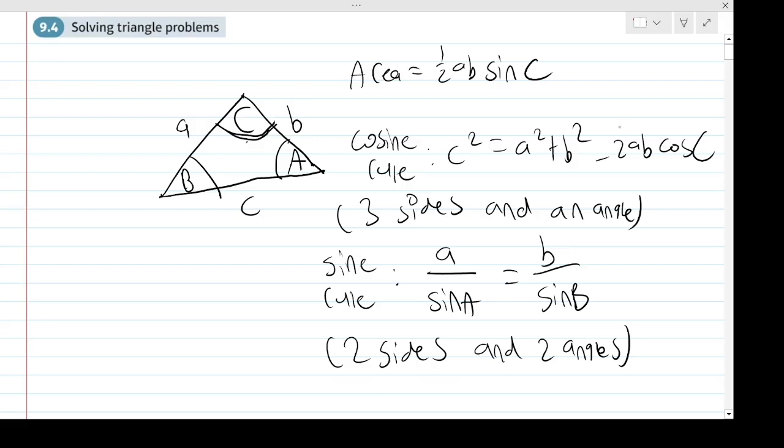And with either rule, you can work out either a missing angle or a missing side, but the conditions are different, right? The cosine rule, again, is three sides and an angle. The sine rule is two sides and two angles, okay? So that's just a rough recap of the three formulas we'll be using in this section. Questions most commonly will require you to use multiple of these. Let's have a look at some exam questions.